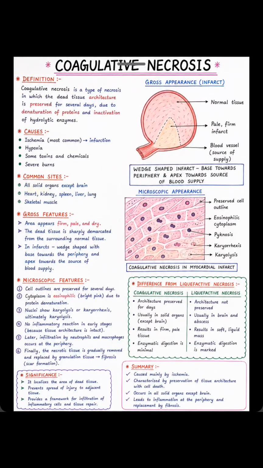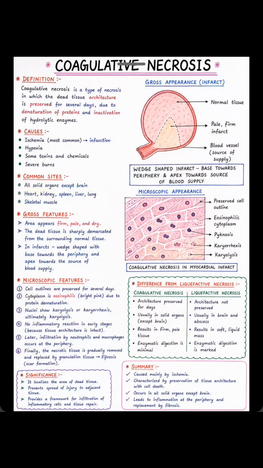Its clinical significance and comparison. Why does the body do this? It localizes the area of dead tissue, prevents the injury from spreading immediately to adjacent tissues, and provides a scaffold for healing. And if we quickly compare it to liquefactive necrosis, coagulative preserves architecture and results in a firm pale mass, and liquefactive completely destroys architecture and turns into a liquid. So that is coagulative necrosis.